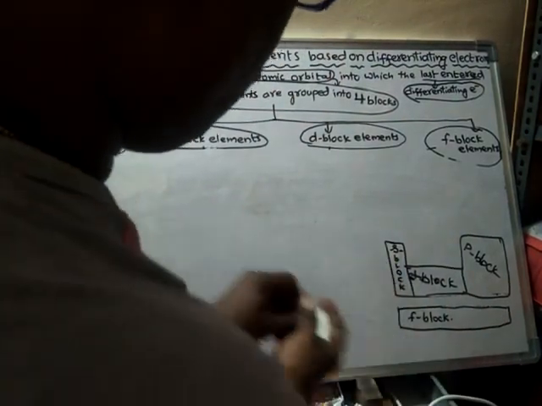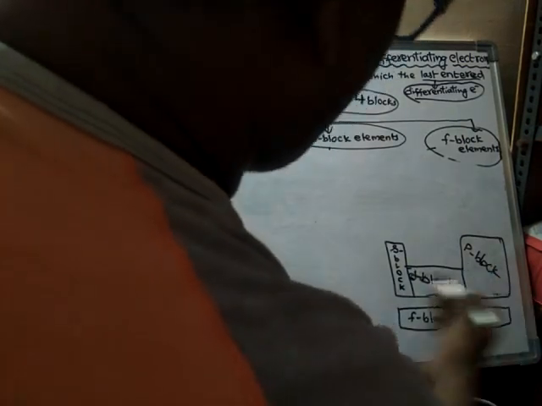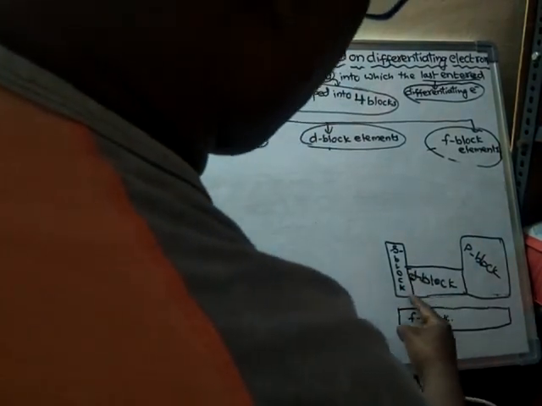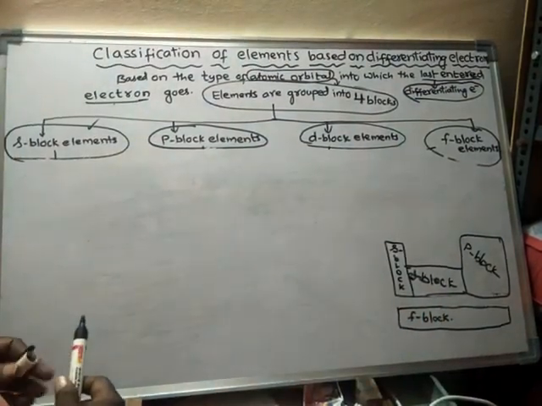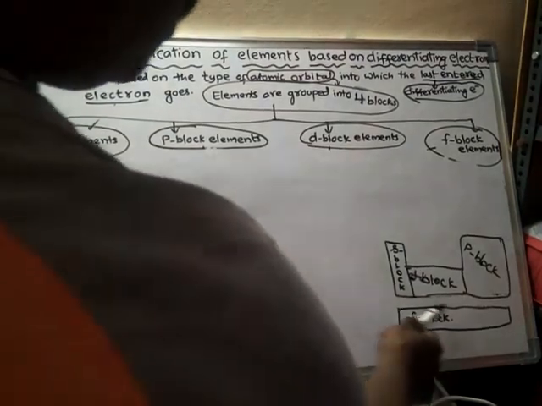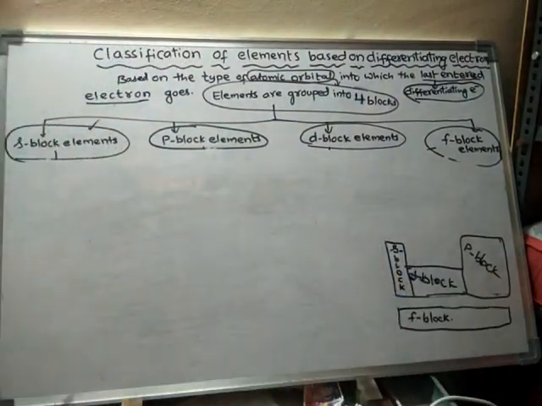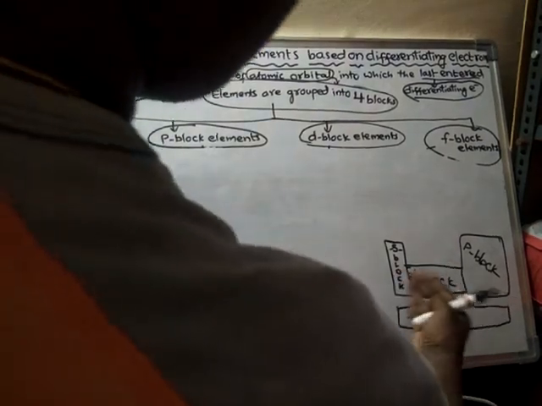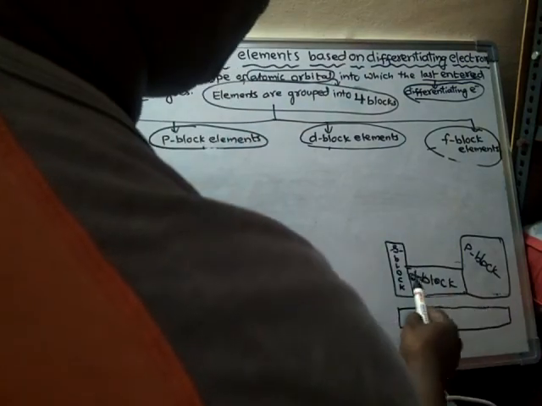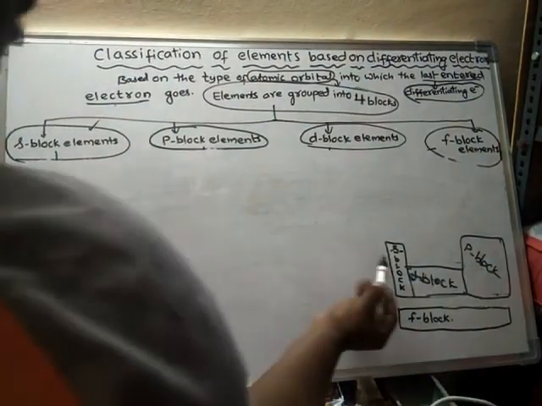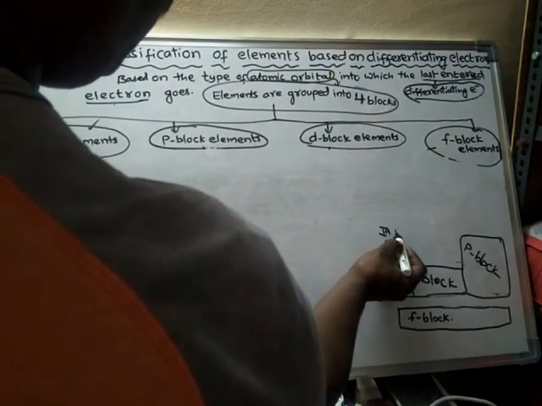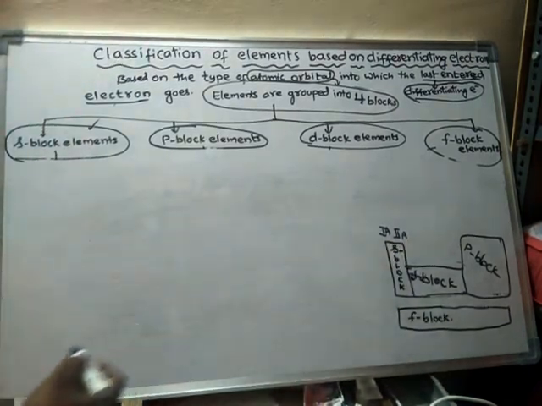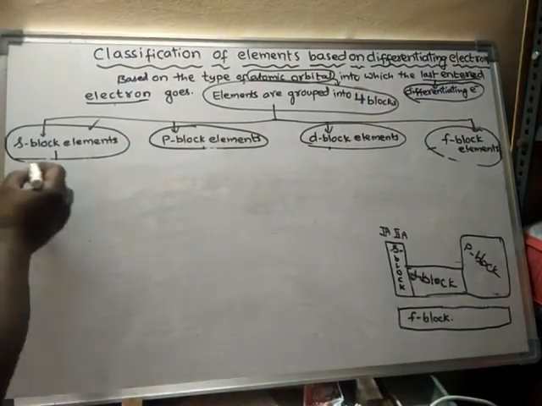S block elements are present towards the extreme left side, p block elements towards the extreme right side, d block elements between the s and p blocks, and f block elements below the main body of the periodic table. Actually, s block elements contain two groups, 1A group and 2A group, that means first A group and second A group elements. So we will learn about s block elements.